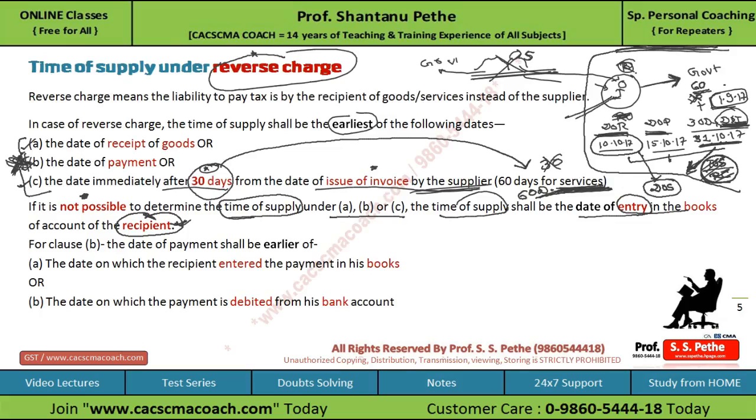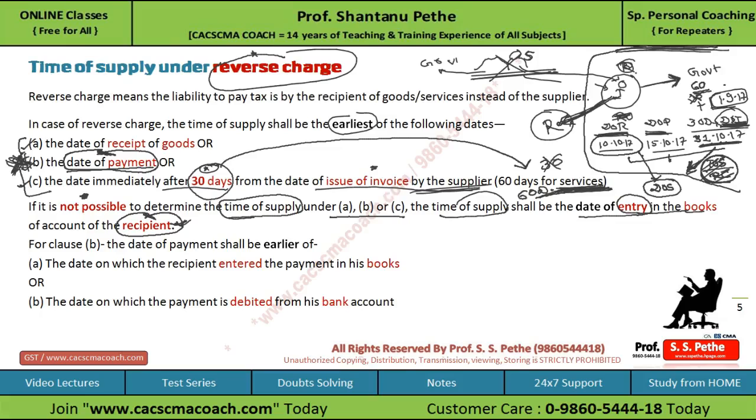Reverse charge में आपको recipient के point of view से सारी चीजें देखनी है. So if you are not able to find out the time of supply from ABC above, then the date of entry in the books of account of the recipient will be treated as the time of supply under reverse charge. Further, they have given an explanation on date of payment. याद रखना, आपको पूरा recipient के हिसाब से देखना है. You have to check from the recipient point of view.